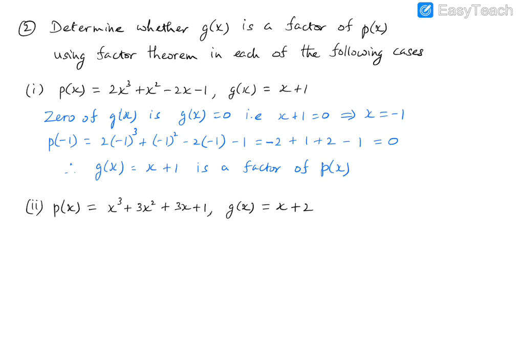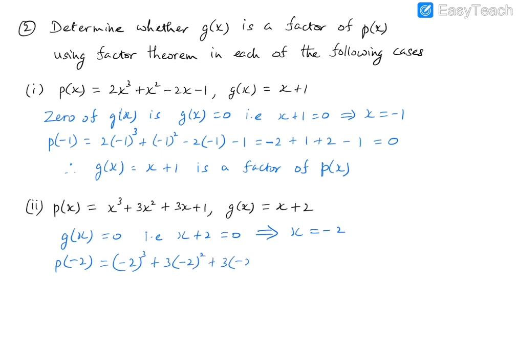Okay, the same thing goes here. So again we will equate g of x to 0, so that is x plus 2 equals 0. So that will give us x equals minus 2. And now we will evaluate the polynomial at minus 2. So p of minus 2, that will give us the remainder. And if this remainder is 0, then g of x is a factor, otherwise it is not. So this will be minus 2 cube plus 3 into minus 2 square plus 3 into minus 2 plus 1.